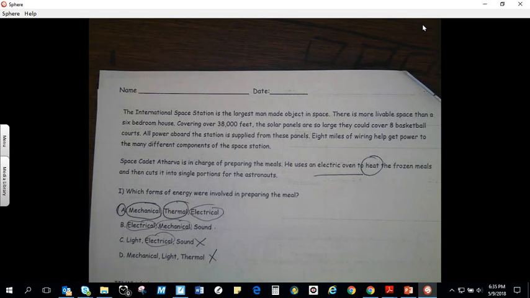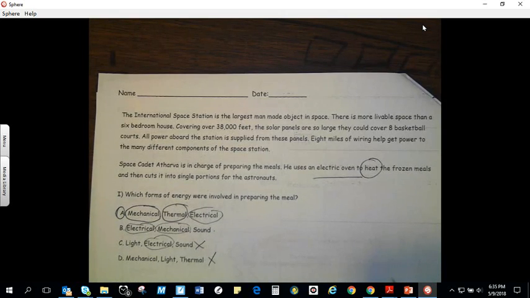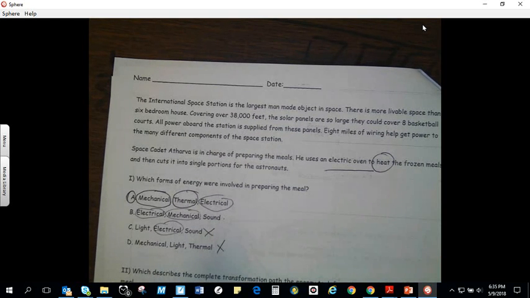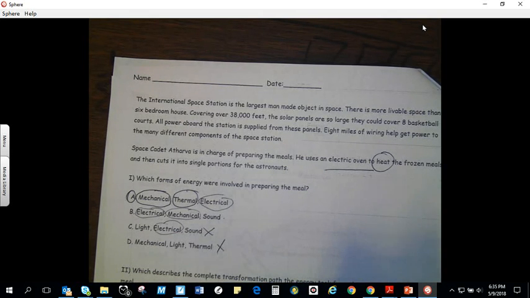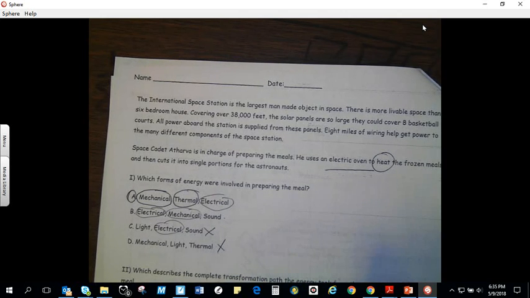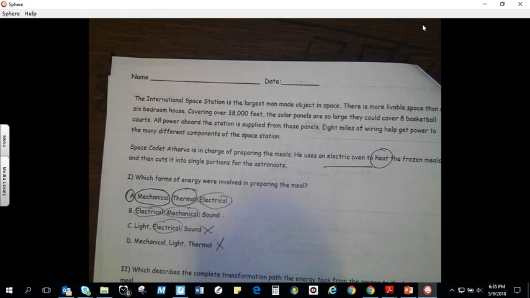Which describes the complete transformation path of energy that it took from the source to the heated meal? Okay, so what is the complete path? So it didn't go from electrical to mechanical. That's not possible. We're talking about not how it first started, but from the source to the heated meal. So the energy that it took from the source to the heated meal. Okay? Then it went from light to thermal.